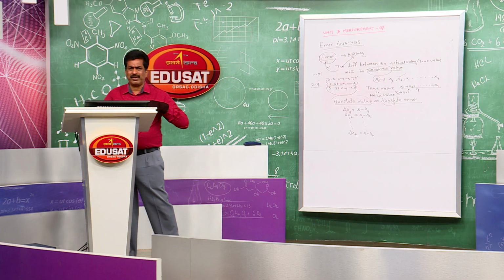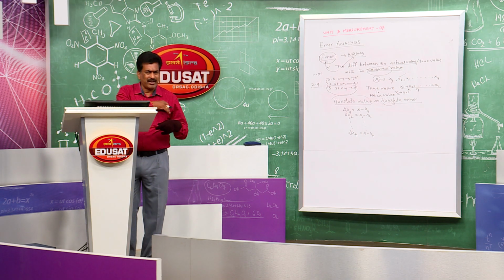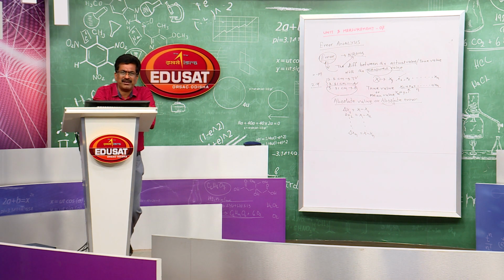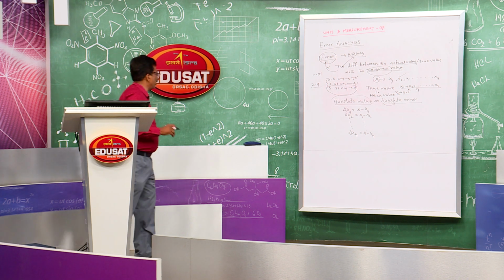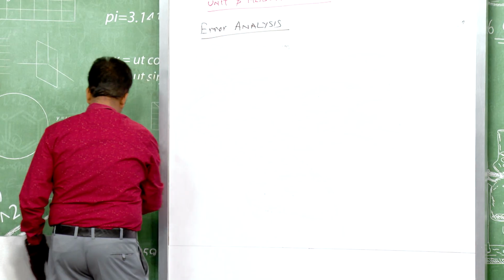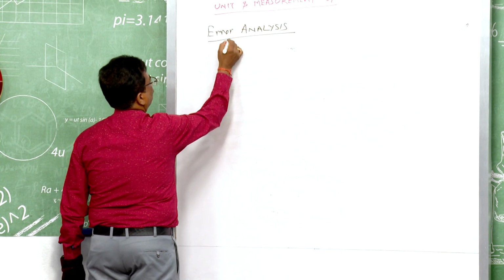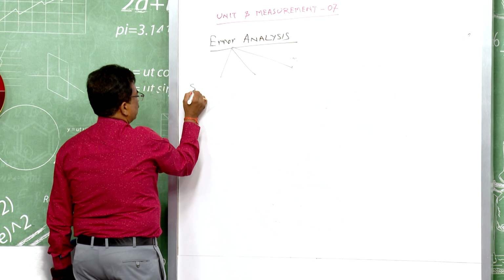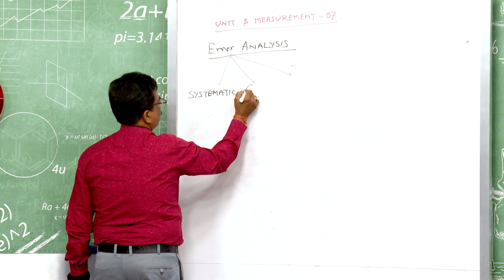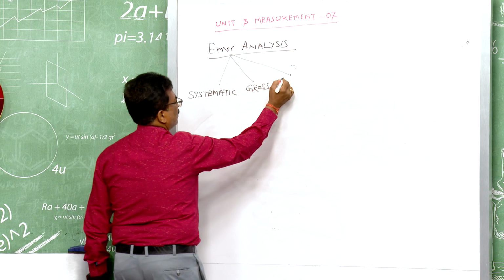So let us now go to error measurement. What is error? It is the difference between the actual value of the quantity and the value obtained by measurement, and that is called the error. And that error is of 3 types. One is the systematic error, the gross error, and the random error.